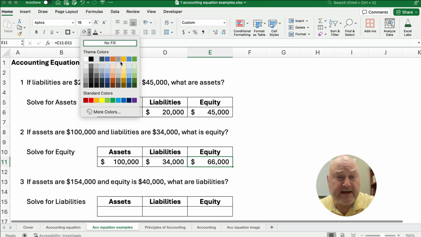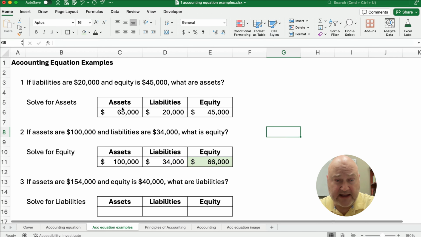In fact, I'm going to go back and put a little highlighting on this so that way we know, hey, this is where our formula is located. So here this is 65,000 and this is 66,000. Now we can do the same thing for liabilities. So we'll have a formula here for liabilities. We'll be given assets and equity. So let's see how we do it.